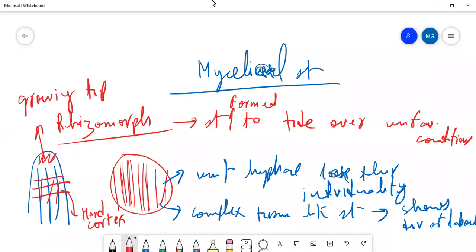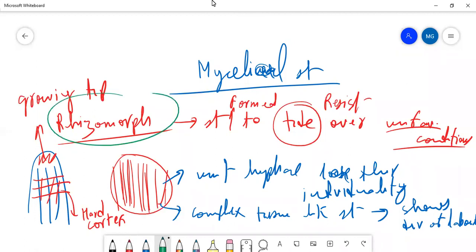And these structures, rhizomorphs, I have just told you that these structures are formed to tide over, to resist unfavorable conditions. And when the conditions become normal, when the conditions become favorable, they will start germinating again. The growth is resumed. And normally these rhizomorphs are more commonly found in basidiomycetes.